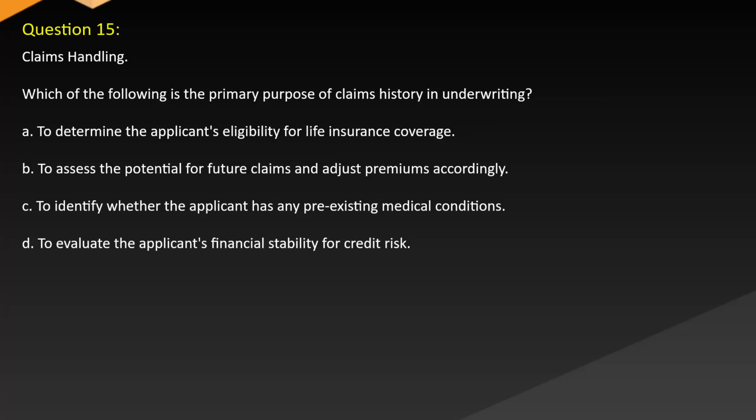Question 15. Claims handling. Which of the following is the primary purpose of claims history in underwriting? A. To determine the applicant's eligibility for life insurance coverage. B. To assess the potential for future claims and adjust premiums accordingly. C. To identify whether the applicant has any pre-existing medical conditions. D. To evaluate the applicant's financial stability for credit risk.